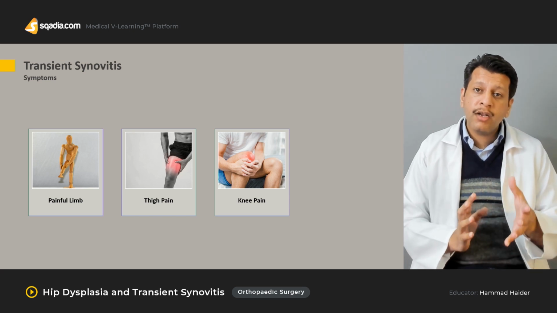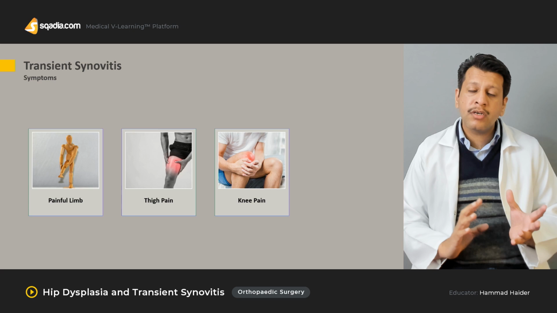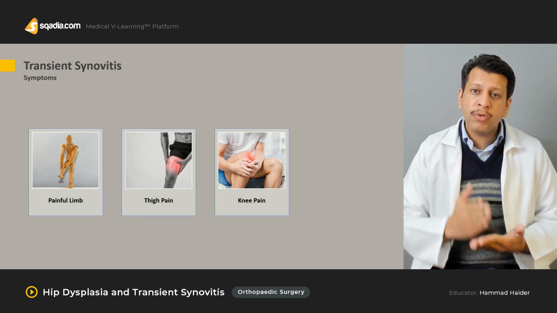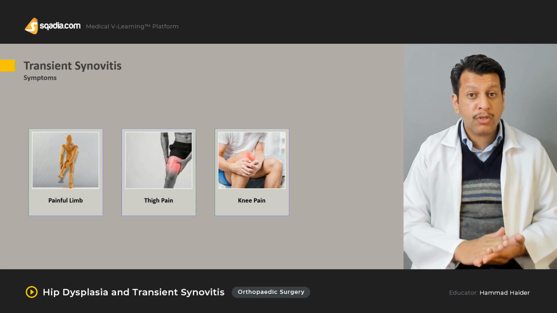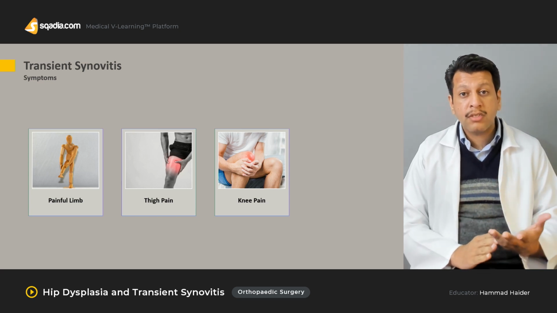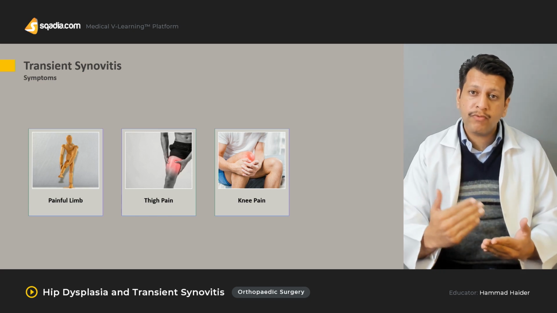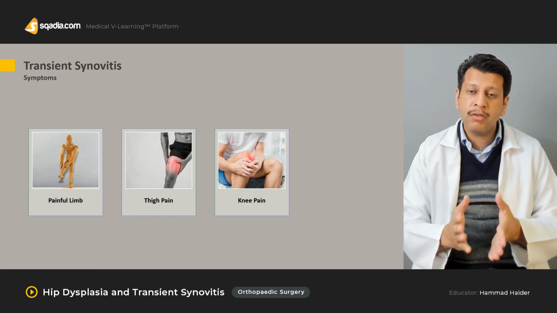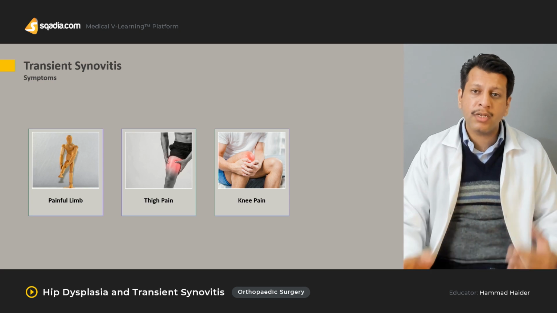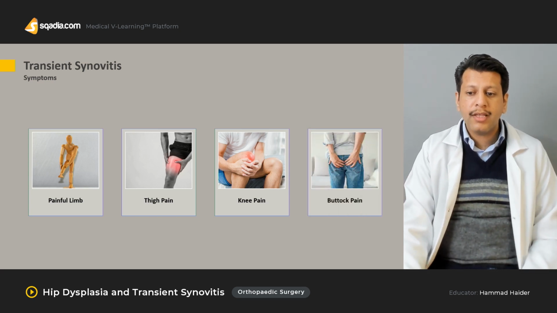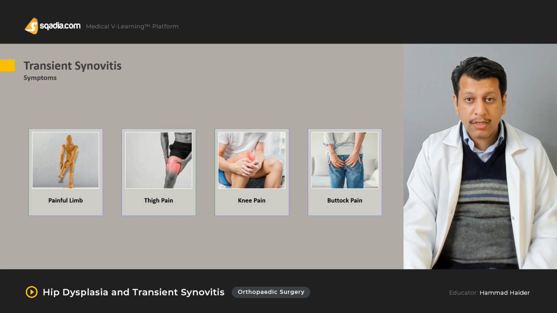Usually if a child of, let's say, 12 or 13 years of age is complaining of knee pain, you must assess their hip, because there may be an associated SCFE, that is slipped capital femoral epiphysis, as a result of which there's a radiating pain to the knee. The problem is not in the knee, but actually in the hip joint. And then there may be radiating pain towards the buttock side as well.